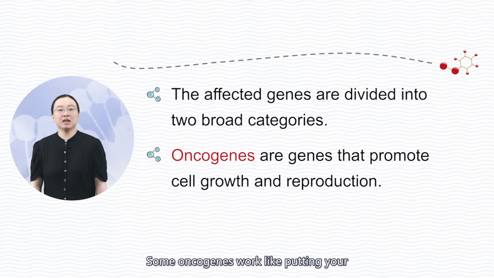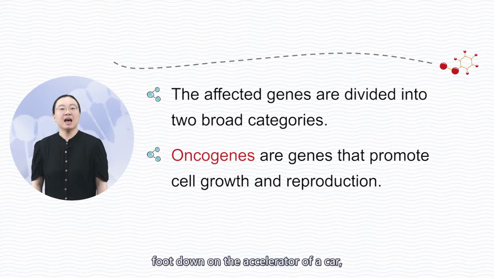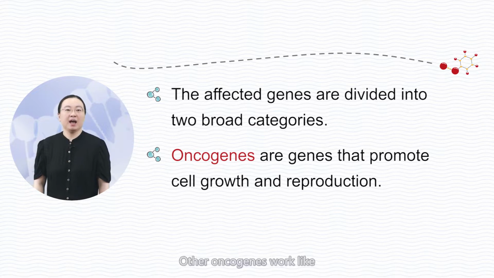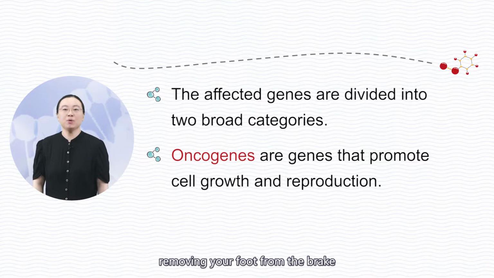Some oncogenes work like putting your foot down on the accelerator of a car, pushing a cell to divide. Other oncogenes work like removing your foot from the brake while parked on a hill, also causing the cell to divide.